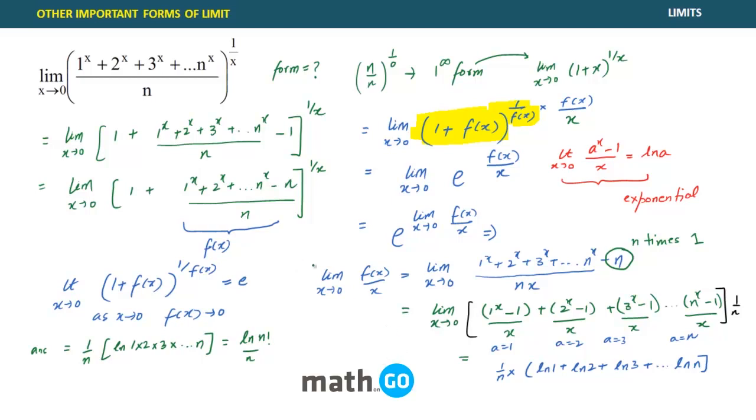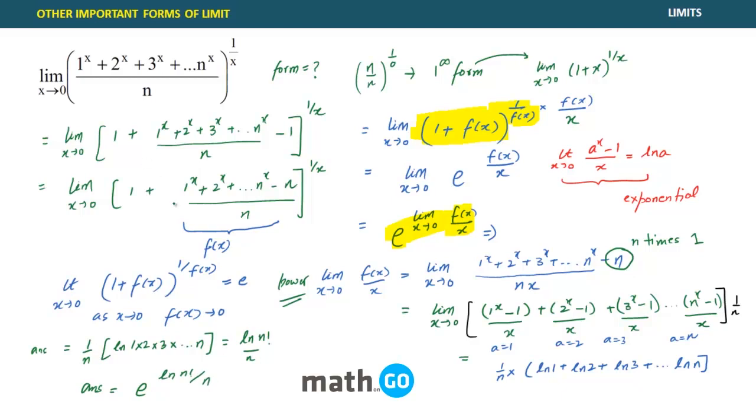And remember that we have just solved this particular power here. We just calculated the power. The answer was e raised to power, so we wanted e raised to power here. The final answer here would be e raised to power ln n factorial by n.